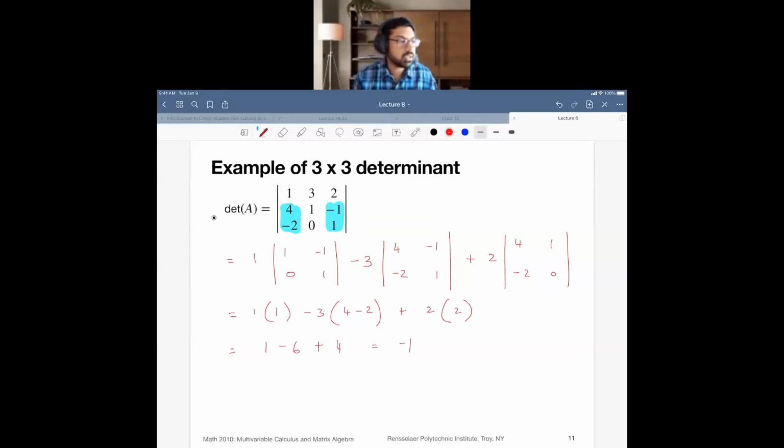Questions about how you find the determinant of a 3x3 matrix? In this case, I did the expansion with respect to row 1. I also said that you could have picked any row, any column. What I'm hoping is that you would look for expanding with a row or column which has the most number of zeros, right? So if suppose this was a zero, this was a zero, then these two would cancel out immediately, right?